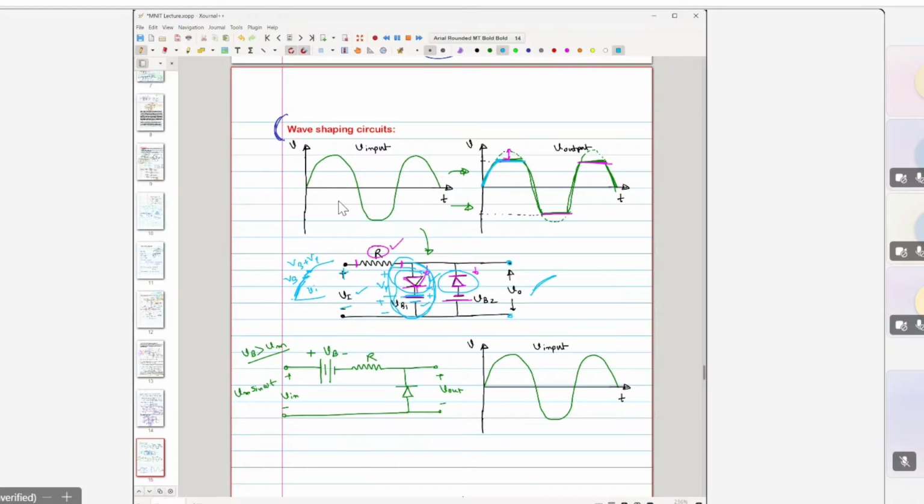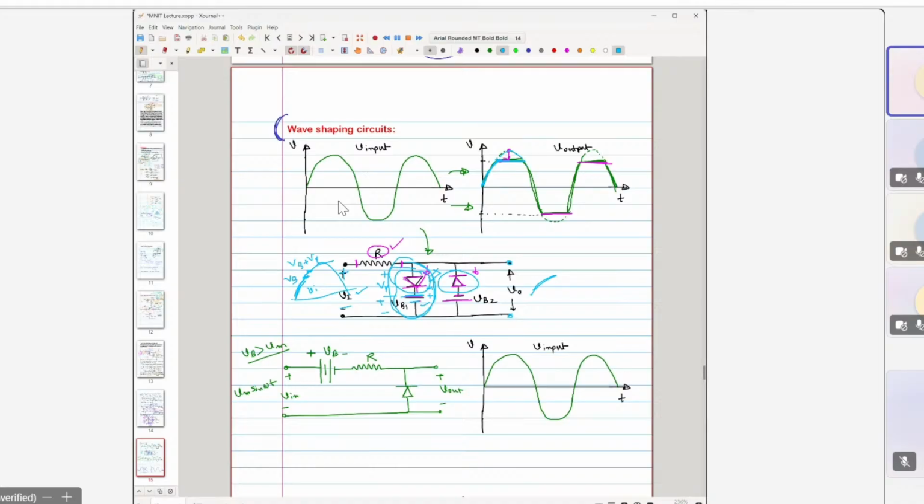Now, when Vin falls below this level, that would again turn this diode off. As a result, the output would be the same as the input.